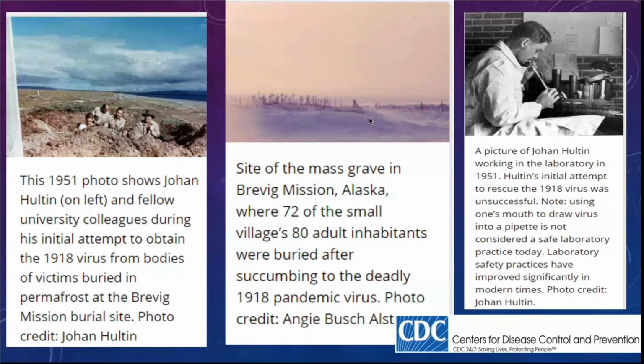A famous researcher named Johan Halton was very interested in isolating the virus and replicating the gene to see if there was something we could learn and do for the future. He learned that there was a small town in Alaska that had 80 natives at the time. 72 of them died, and because of that, there was a site of mass grave in that place, and the picture in the middle illustrates that.